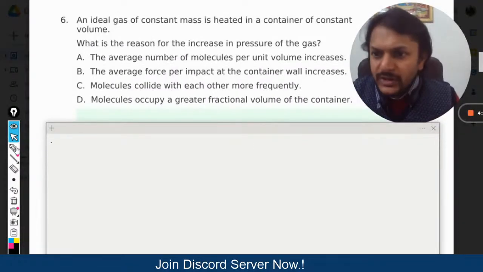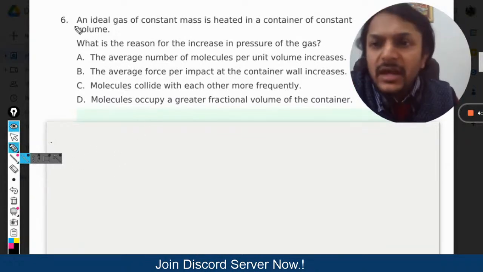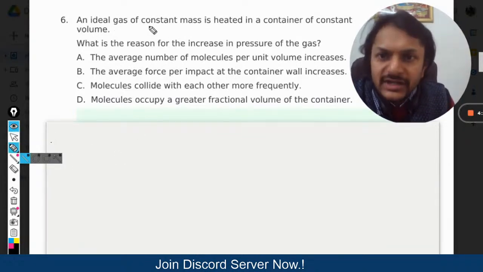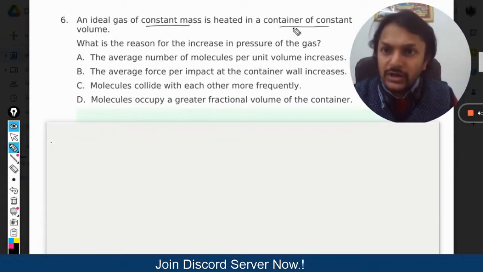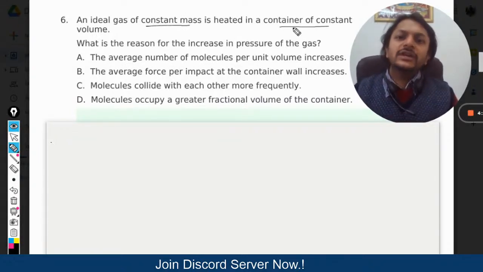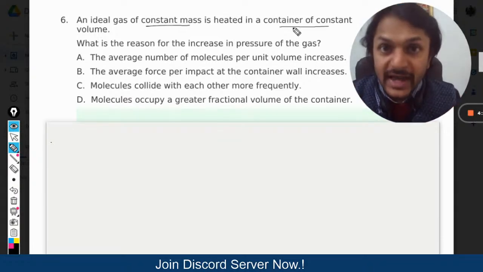Okay, dear students, so what is happening in this question? Let us see. An ideal gas of constant mass is heated in a container of constant volume. What is the reason for the increase in pressure of the gas?